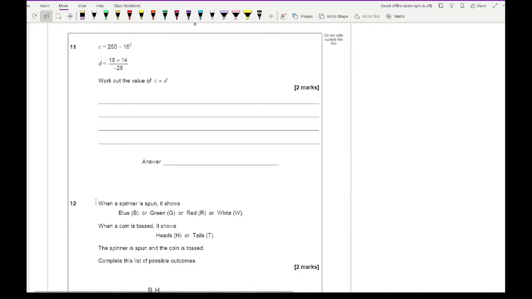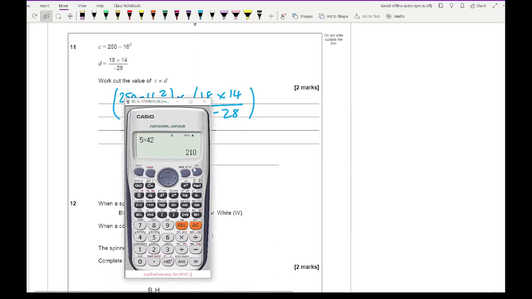For question 11, it's about substitution. So what I need to do is get the calculator out. Let me just show you what we're typing in. So we need to type in 250 minus 16 squared, multiplied by 18 times 14 over minus 28. Now, one thing I would probably recommend is to work out these amounts separately. But if you are feeling lazy, as long as you're entering your calculation exactly how I've written here, you should get the correct answer. So let's show you how to enter those in.